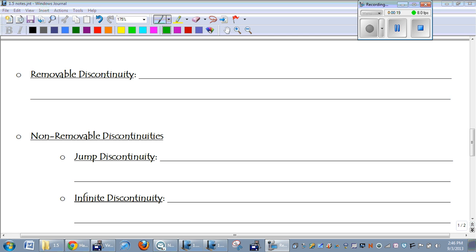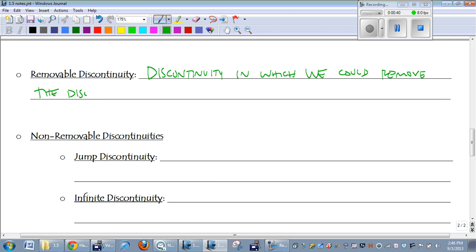So a removable discontinuity is a discontinuity in which we could remove the discontinuity by defining or redefining f of c. So what in the world does that mean? A discontinuity in which we could remove the discontinuity by defining or redefining f of c.